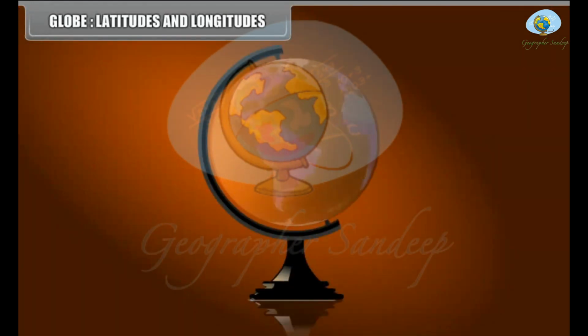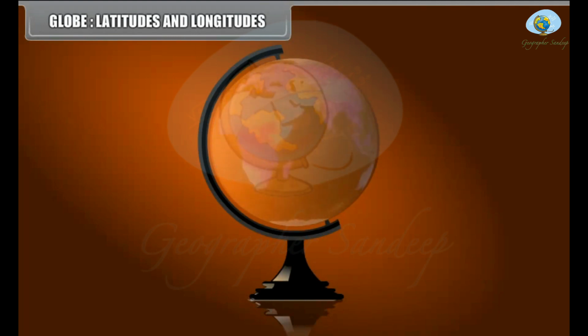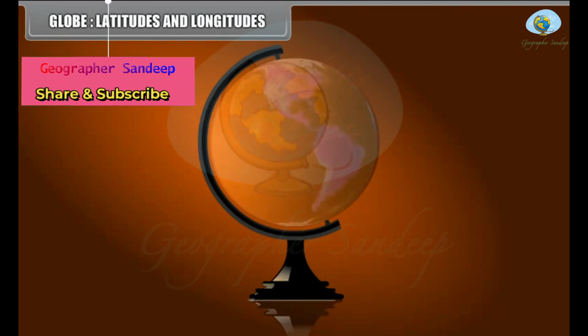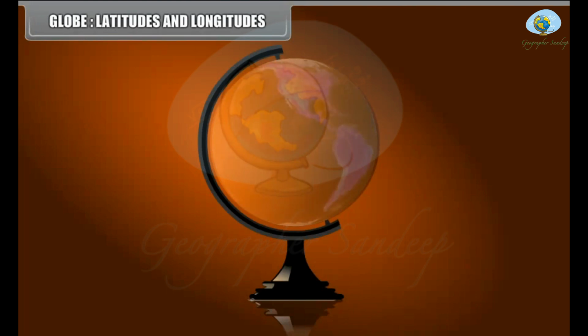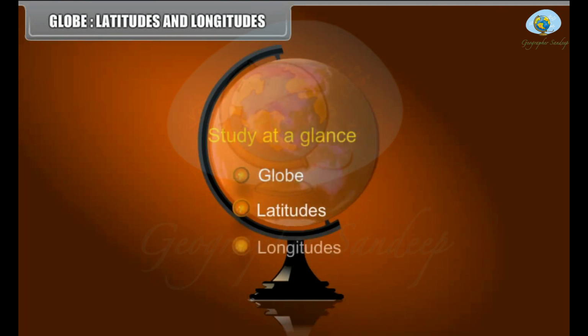Globe, Latitudes and Longitudes. It is believed that the Earth is spherical in shape. The most suitable way of representing the Earth as a whole is by a globe. A globe is a model of the Earth on a small size. The globe is mounted on an axis so that it can rotate freely. Study at a glance. Globe, latitudes, longitudes.